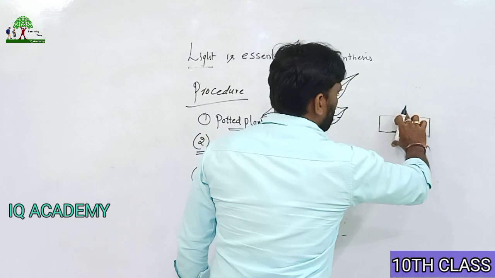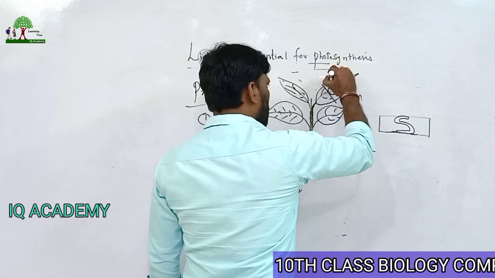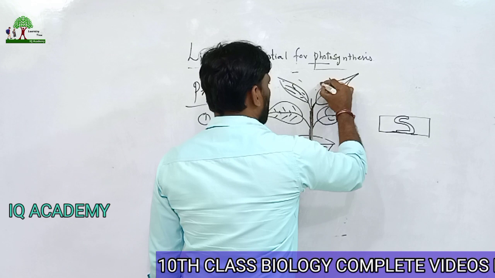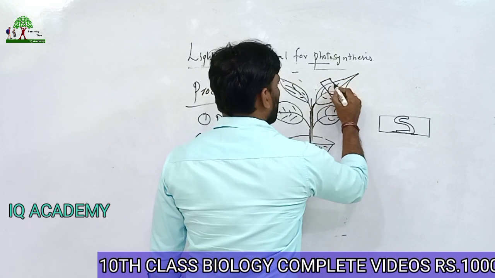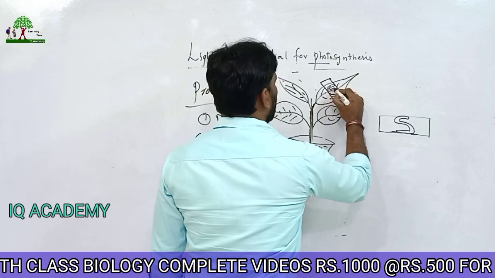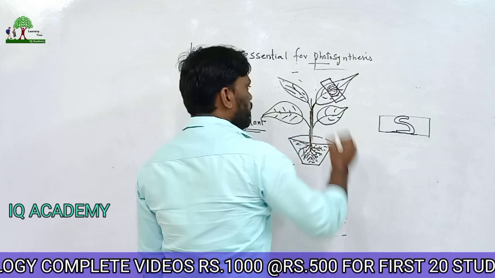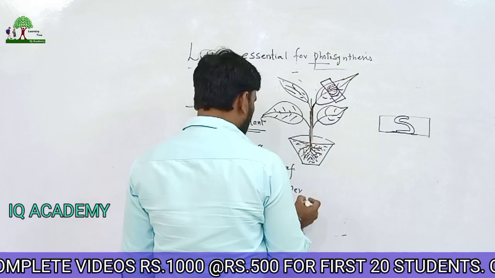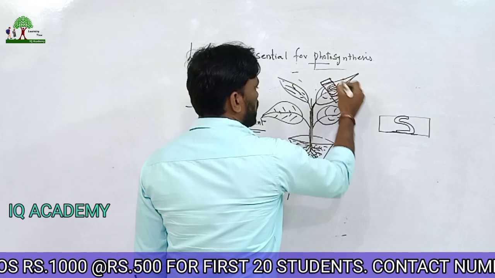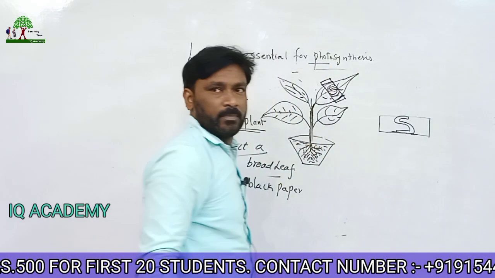Now take this paper and attach it on the middle of the leaf. Attach this with the S mark, with the S mark in the middle. Okay, now with the help of clamps or clips, tie this one. Paste this one with Fevikwik, we can also paste this.